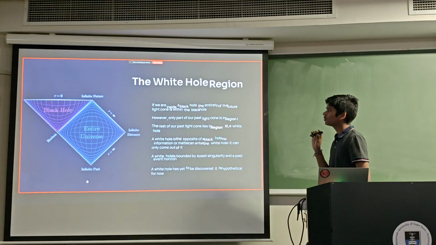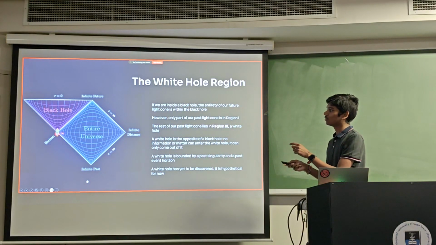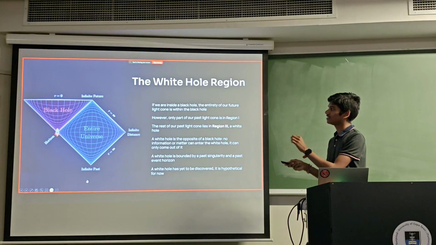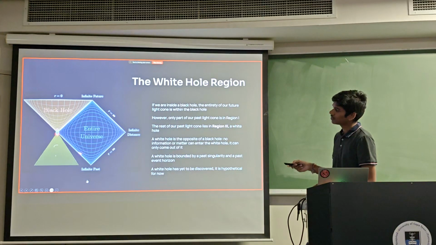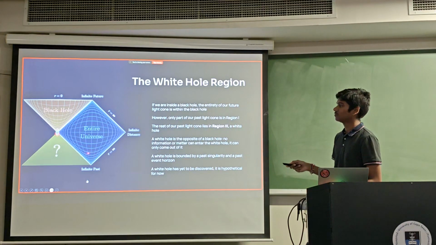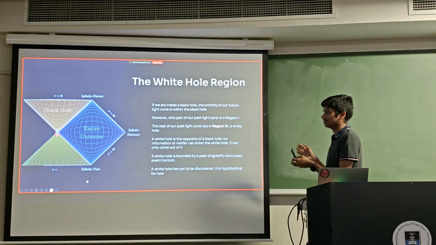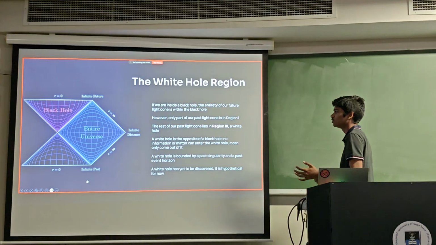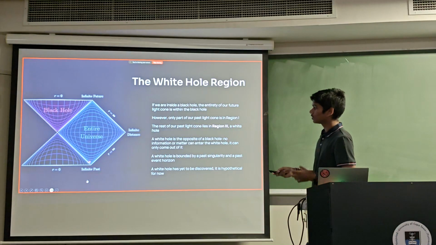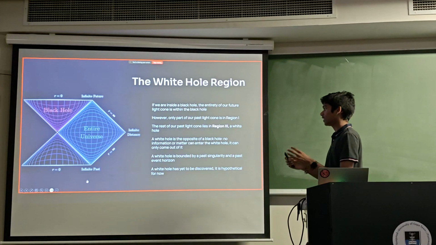Now, let's talk about white holes. If I were to plot a light cone from this point where the rocket is, you'll notice that our future light cone is in the black hole, but we also have a past light cone. So that region becomes a white hole, because anything that exits it can causally affect us, but we cannot go back in time to that point. So now this becomes region 3 of the Penrose diagram, and this is the white hole region.